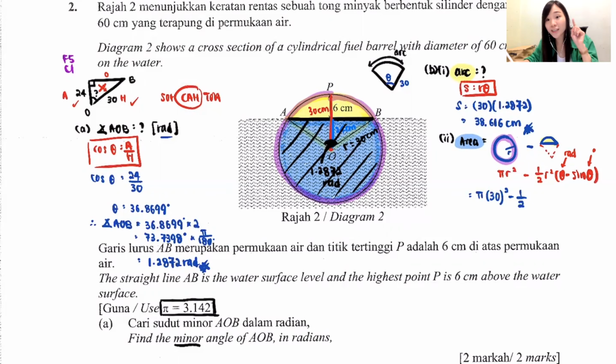Minus 1 over 2. What is the r for the yellow one? For this pizza, the r is still 30. And how about the angle? The angle in red, just now we already found it here: 1.2872. Minus sine theta. This theta needs to be in degrees. So just now red before degree, isn't it this one? 73.7398 degrees.